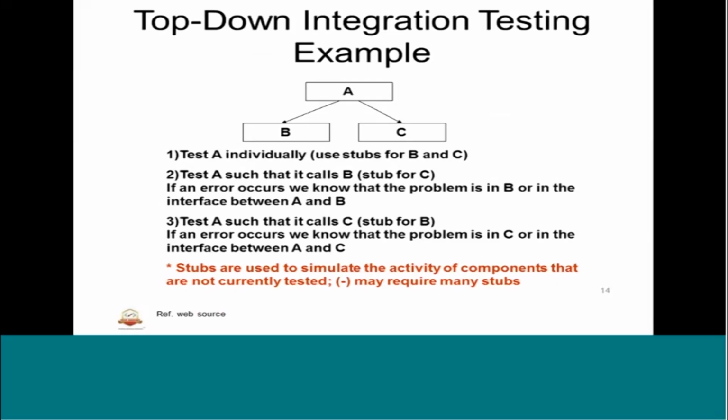We also went through an example of top-down integration, where A, B, C are three modules, A at a higher level, and B and C at a lower level. So A we will test individually with the help of stubs for B and C. Test A such that it calls B, with a stub for C, and if there is an error, we know that the problem is in B or in the interface between A and B. Similarly, while we are testing C, we stub B, so that we focus on C, and if there is a problem, the problem has to be in C or the interface between A and C.